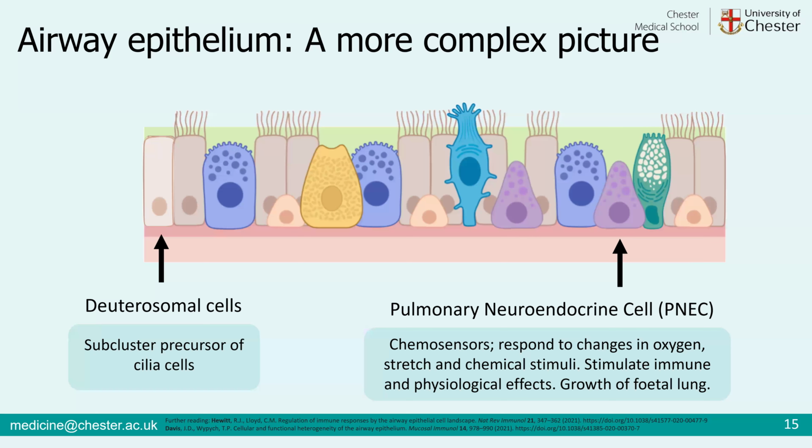We can see neuroendocrine cells that perhaps we didn't know were there before. They might not be in great number. So in terms of pulmonary neuroendocrine cells, it's only about 1% of the respiratory epithelium. But it's important that we know this because neuroendocrine cells stimulate immune and physiological effects. So they can cause, for example, local vasodilation. They're really important in the fetal lung to help with directing growth and development of the fetal lung.